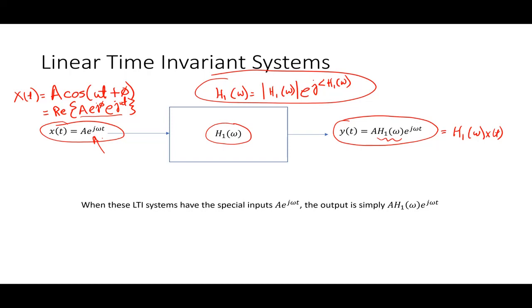For us right now, we want to understand how to deal with the magnitude of h1 of omega and the angle of h1 of omega. Okay? Now, remembering all of this, my final output, y of t, should just be the real part of h1 of omega times a e to the j omega t, like so.